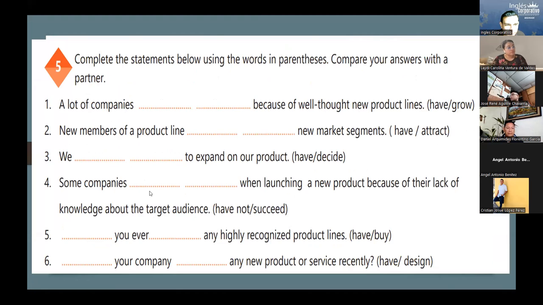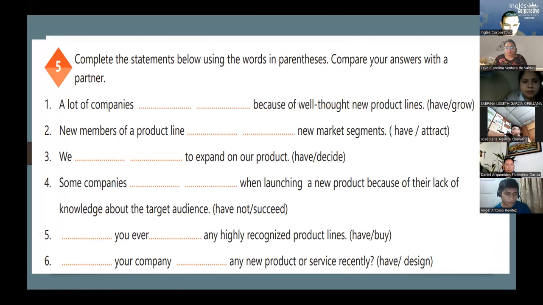Number one, companies have grown. Grown, excellent. Perfect. New members of the product line have attracted. Excellent. Number three, we have decided. Perfect. Some companies haven't succeeded. Excellent. Some companies have succeeded. Excellent.